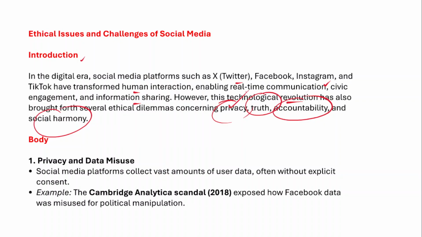So let's discuss the body part of the answer. First component is privacy, because the ethical dilemmas revolve around the existing components.